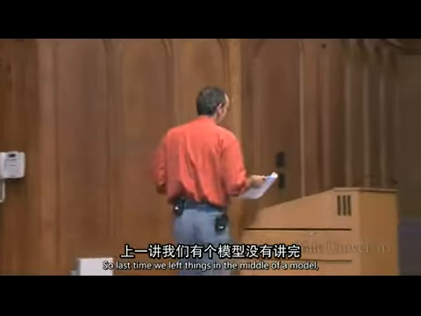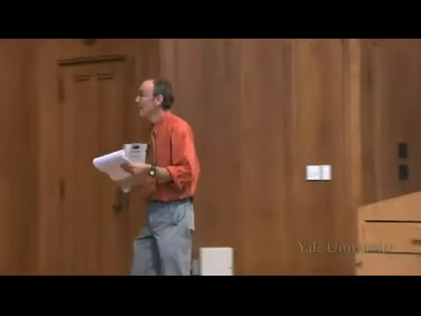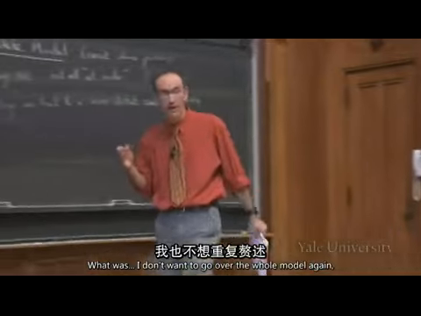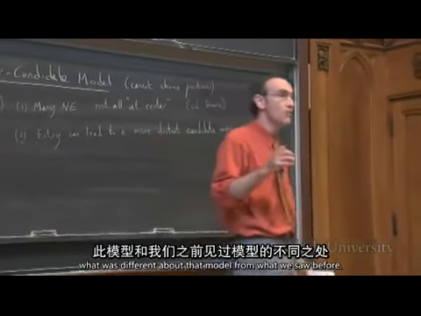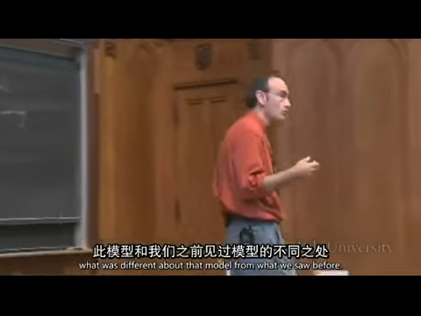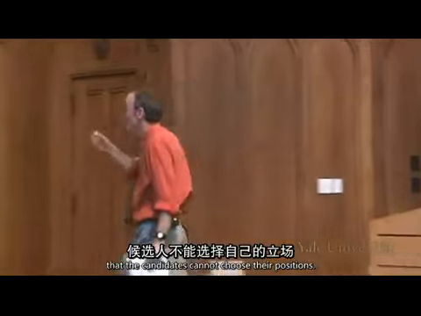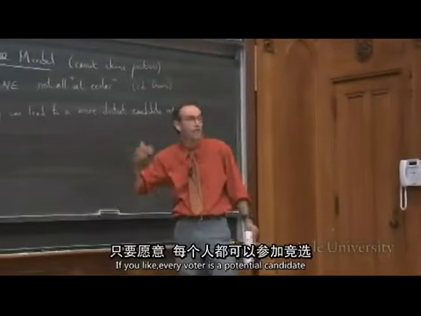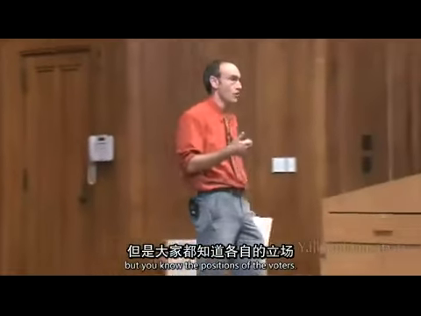So last time we left things in the middle of a model, which was the candidate-voter model. I don't want to go over the whole model again, but just to iterate a little bit, what was different about that model from what we saw before. The main thing that was different was that the candidates cannot choose their positions. If you like, every voter is a potential candidate, but you know the positions of the voters.